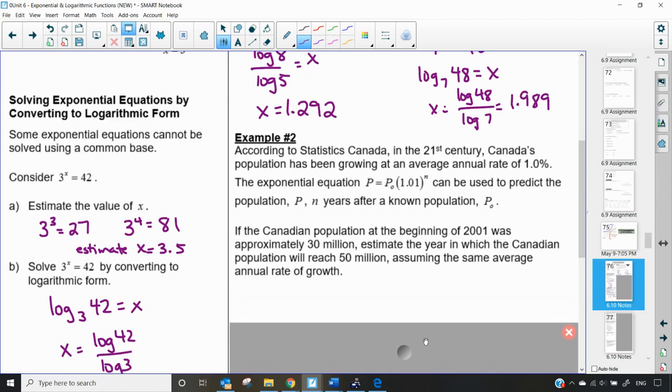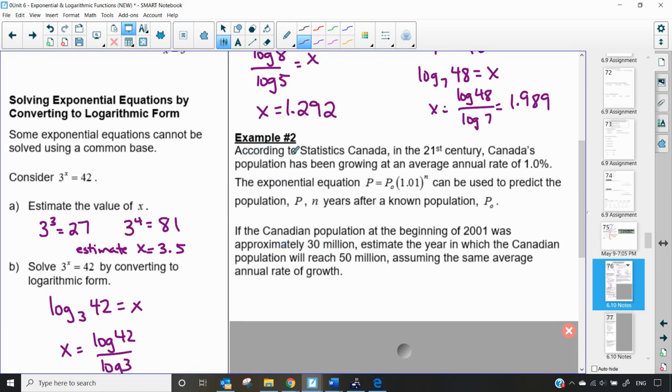All right, let's take a look at a word problem. Example number 2 is a word problem that we had seen earlier in the unit, and we were just solving with our calculator. Now we can actually solve this using either our calculator or algebraically. Today we're going to go through it algebraically.